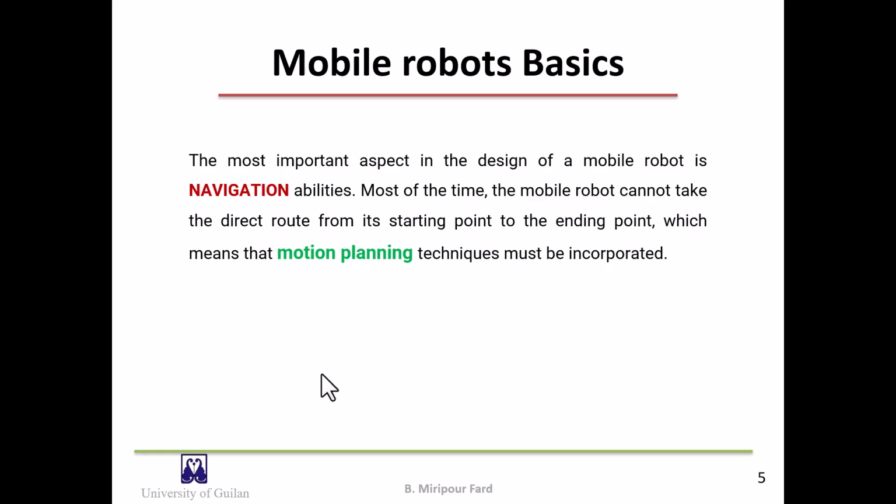The most important aspect in the design of a mobile robot is navigation abilities. The objective is for the robot to navigate from one destination to another, either in a recognized or uncontrolled environment. Most of the time, the mobile robot cannot take the direct route from its starting point to the ending point, which means that motion planning techniques must be incorporated.